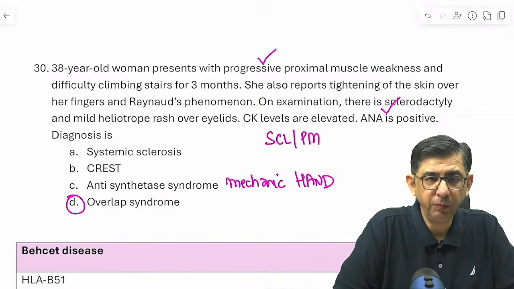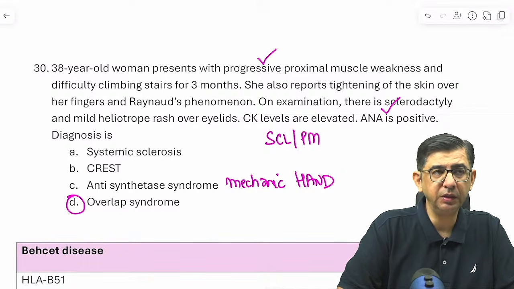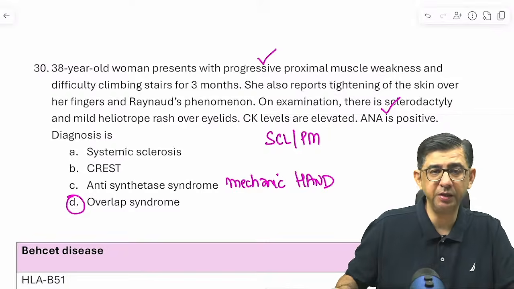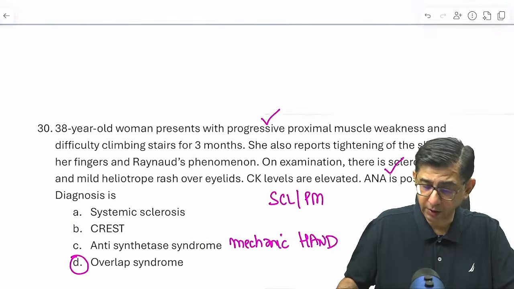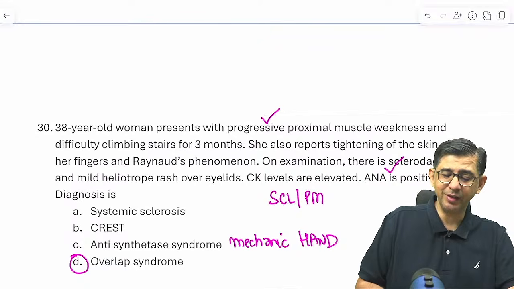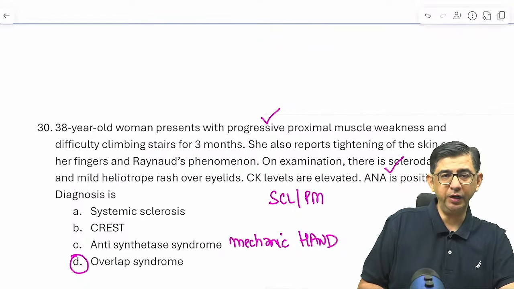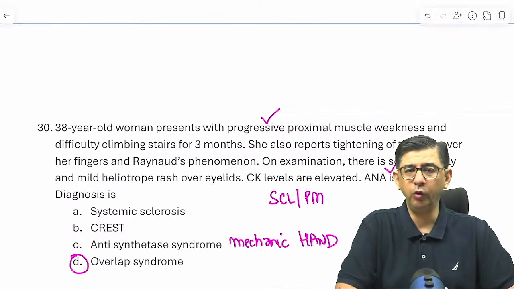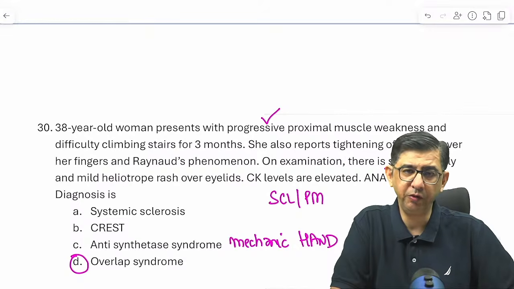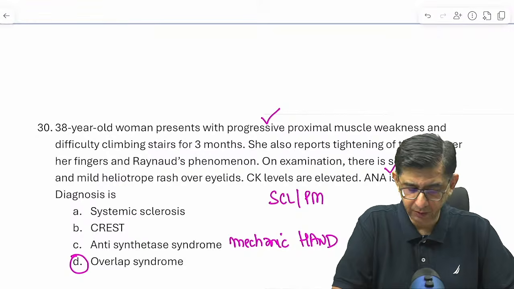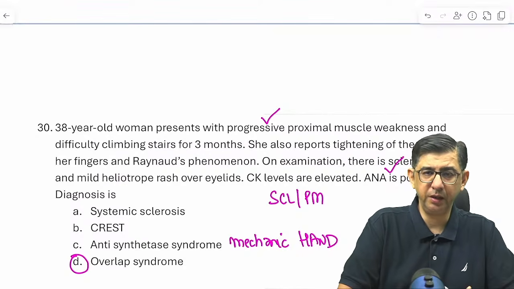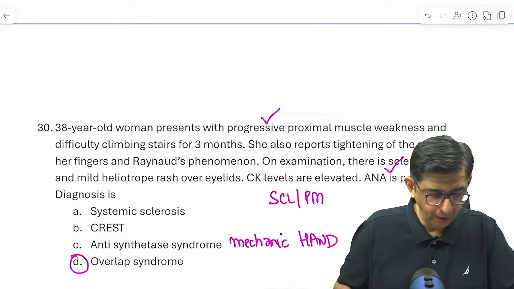Then one in rheumatology that they always ask in INI-CET is Behçet's disease. Exactly, mild, because it is written a mild heliotrope rash over the eyelids of the patient. So agreed, there could be overlap of features of even dermatomyositis in the patient, but this would be a combination of overlap syndrome, SCL-PM. Okay.